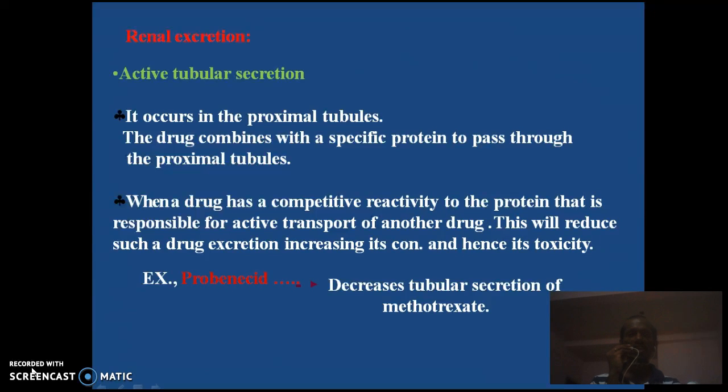The next level of drug interactions is drug interactions at the excretion level. So the first possible mechanism is interaction at active tubular secretion. It occurs in the proximal tubule. The drug combines with a specific protein to pass through the proximal tubule. When a drug has competitive reactivity to the protein that is responsible for active transport of another drug, this will reduce the drug excretion, increasing its concentration and hence its toxicity. For example, when probenecid is co-administered with methotrexate, then the probenecid decreases tubular secretion of methotrexate, thereby increasing the systemic concentration of methotrexate with its toxicity.